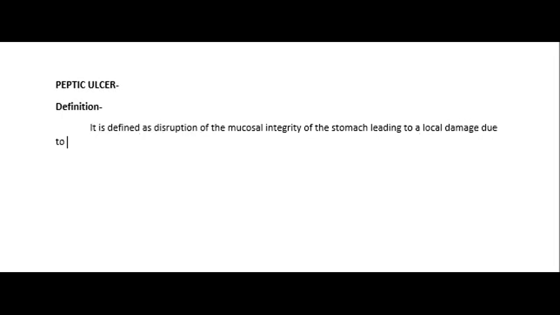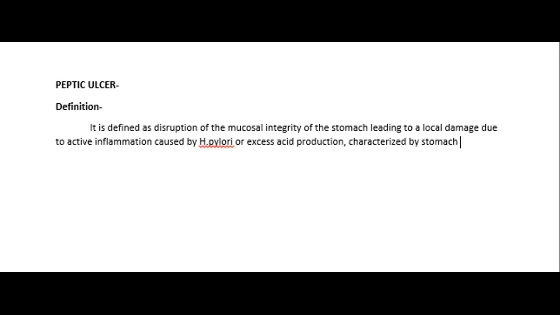It is defined as disruption of the mucosal integrity of the stomach leading to local damage due to acute inflammation caused by H. pylori or excess acid secretion, which is characterized by stomach irritation, vomiting, nausea, and then GI bleed.